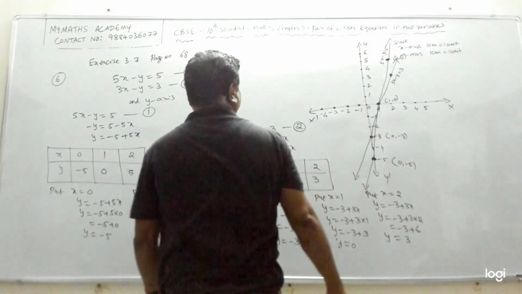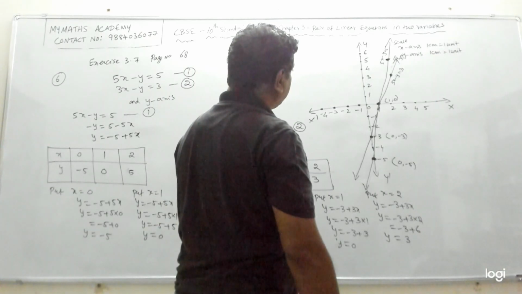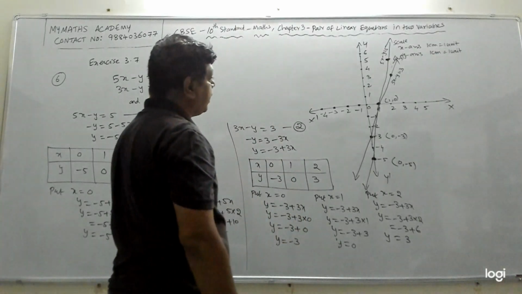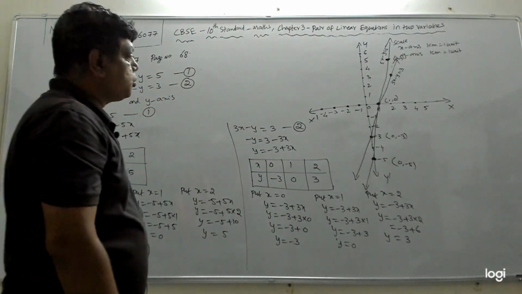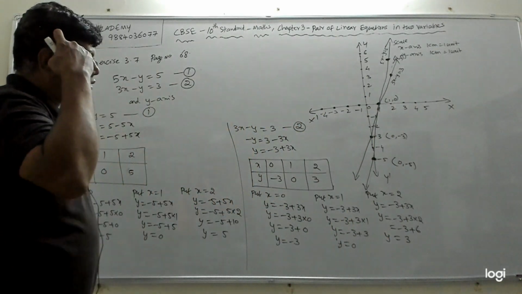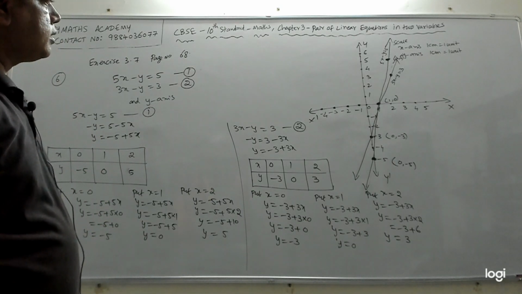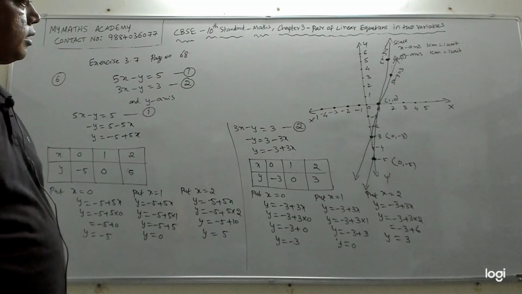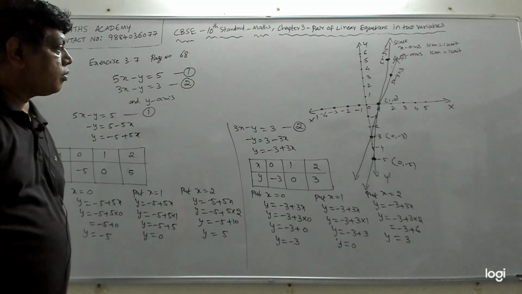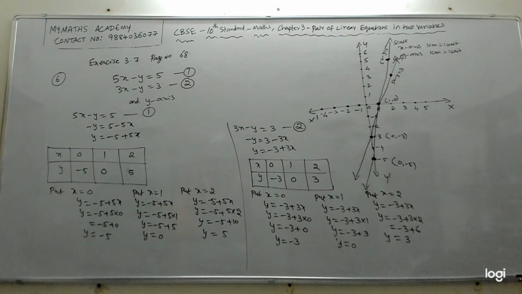Clear? Right, now we need to draw the triangle formed by these two lines. Right? These two lines and y-axis. Right? So what are they? Let's try to see that.